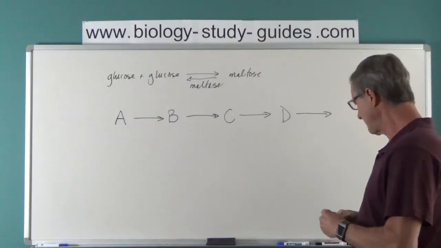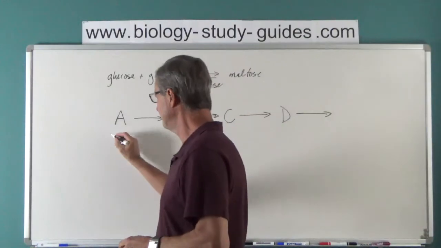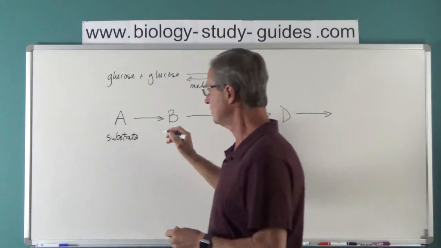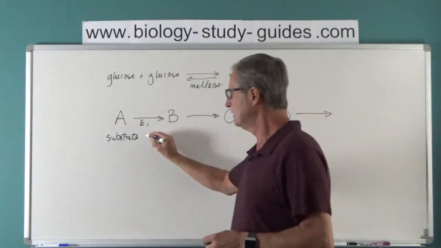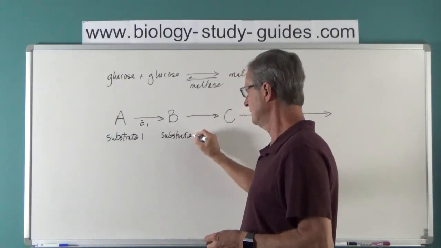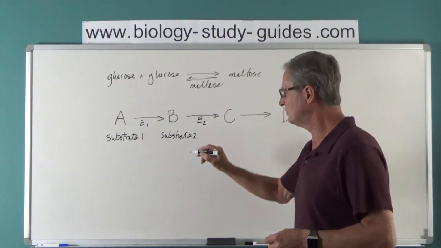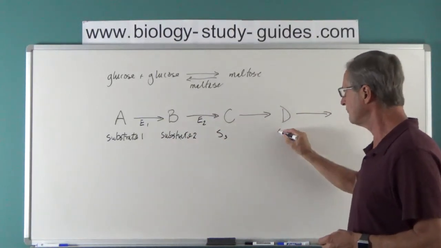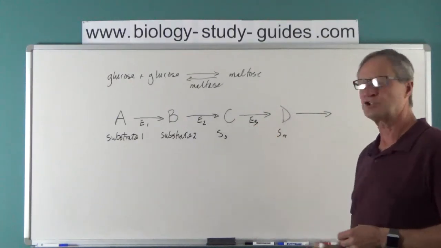In these metabolic pathways, typically an initial substrate is converted by an enzyme, we'll just call it enzyme 1, into another substrate, which gets converted by another enzyme into a third substrate. I'll just call it an S3 now instead of writing out substrate, and a fourth substrate after the activity of a third enzyme, and so on like that.